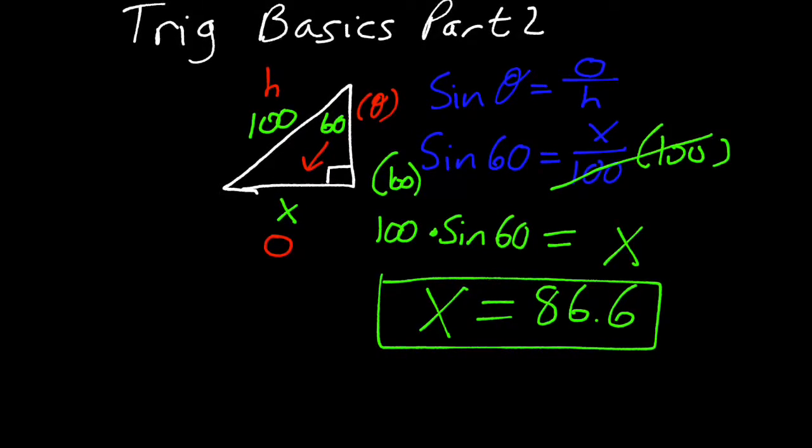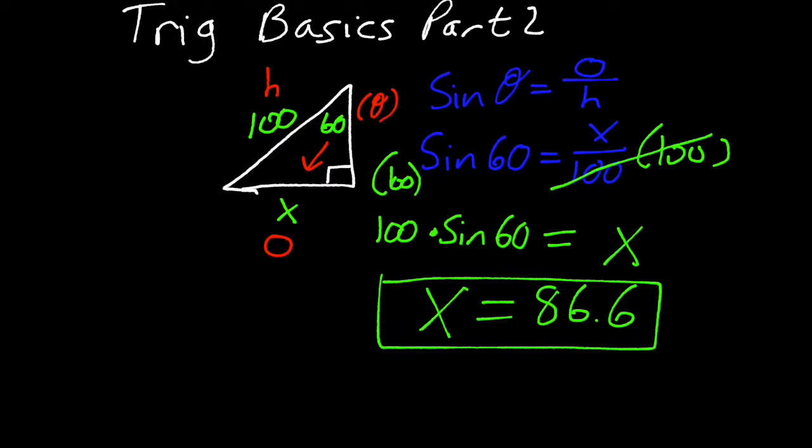Okay, let's think about this. What did we do? We had our picture. We figured out what side was the hypotenuse, what side was the opposite, and we were given an angle. We used a trig function to relate the angle and the two sides that we have, and that trig function turned out to be sine, because the sine of the angle is equal to the opposite divided by the hypotenuse. Then we set up our equation using what we knew. Sine of 60 equals x over 100. And then we solved for x.